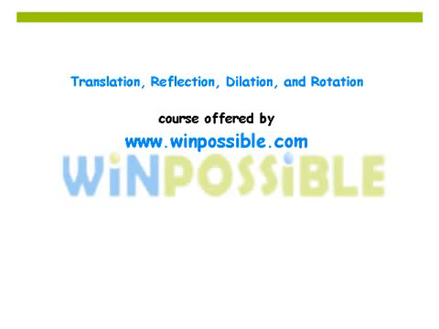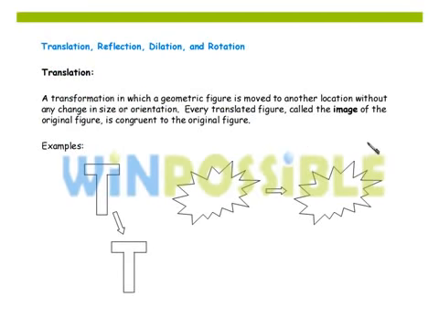Now let's look at some specific types of transformations called translation, reflection, dilation, and rotation. A translation is a transformation in which a geometric figure is moved to another location without any change in size or orientation. Every translated figure, called the image of the original figure, is congruent to the original figure.